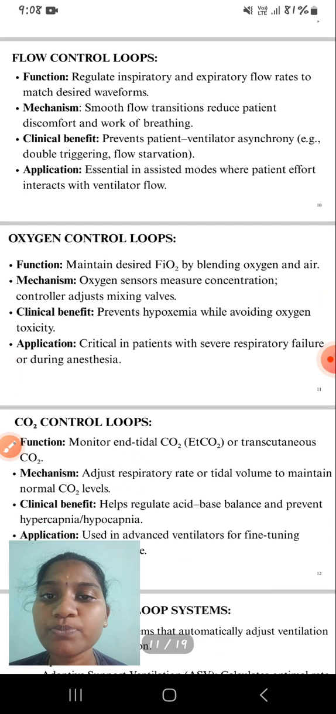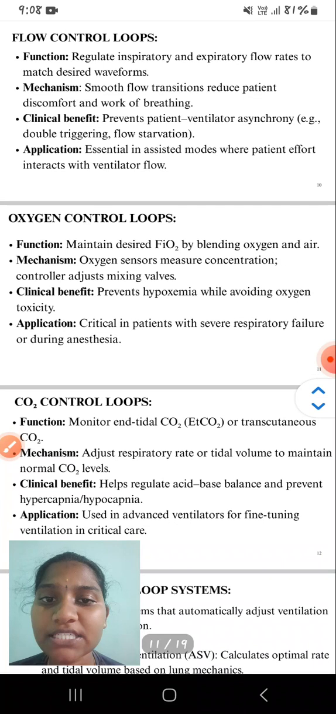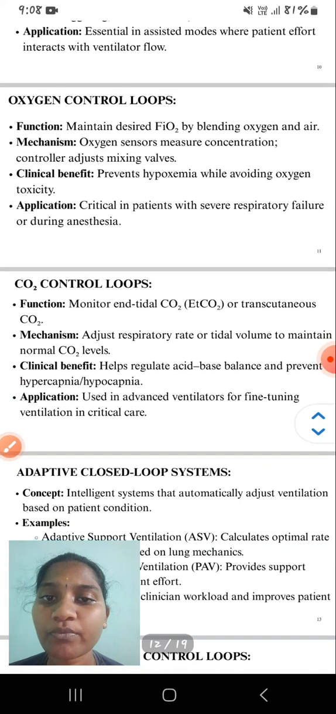Flow control loop. Function: regulate the inspiratory and expiratory flow rates to match the desired waveform. Mechanism: smooth flow transition, reducing patient discomfort and work of breathing. Clinical benefit: prevents patient-ventilator double triggering and flow starvation. Application: essential in assisted modes where patient effort interacts with ventilator flow.